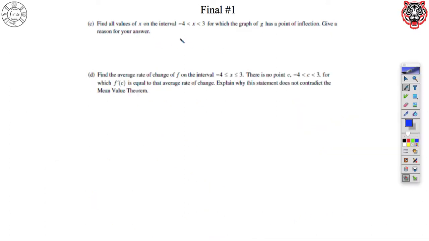And now on to part C. So we're looking for a point of inflection, IP. So start with our definition of IP. IP is where, and it's g, so not f, it's g double prime has a sign change. All right, well, what is g double prime?